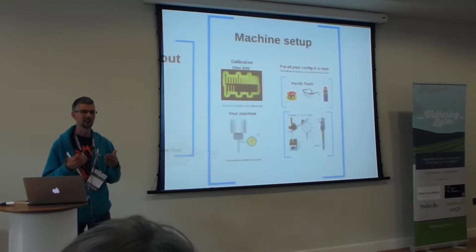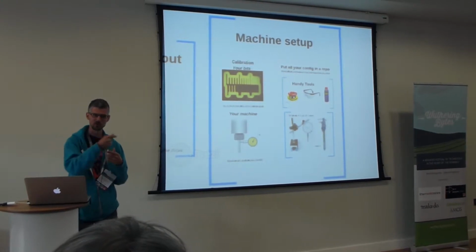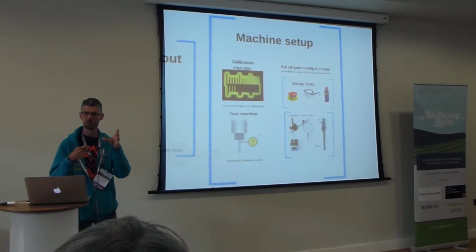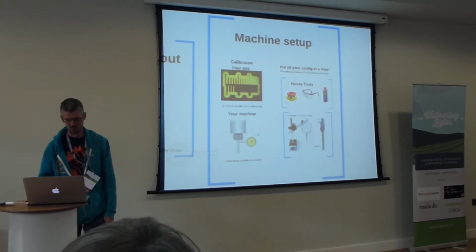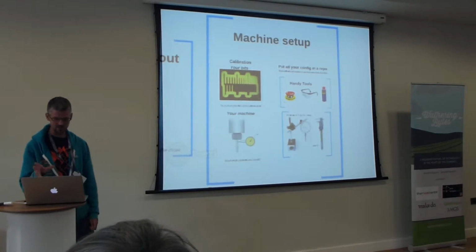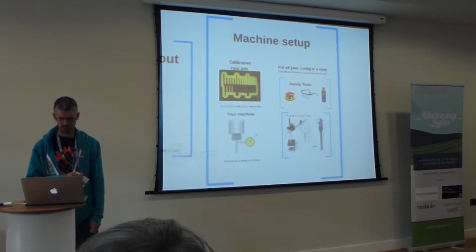If you've got a lot of backlash, so when you drive forwards and backwards, it doesn't move, then you can compensate for that in software, but only if you know how much it is. So you should invest in a dial gauge and some vernier calipers.